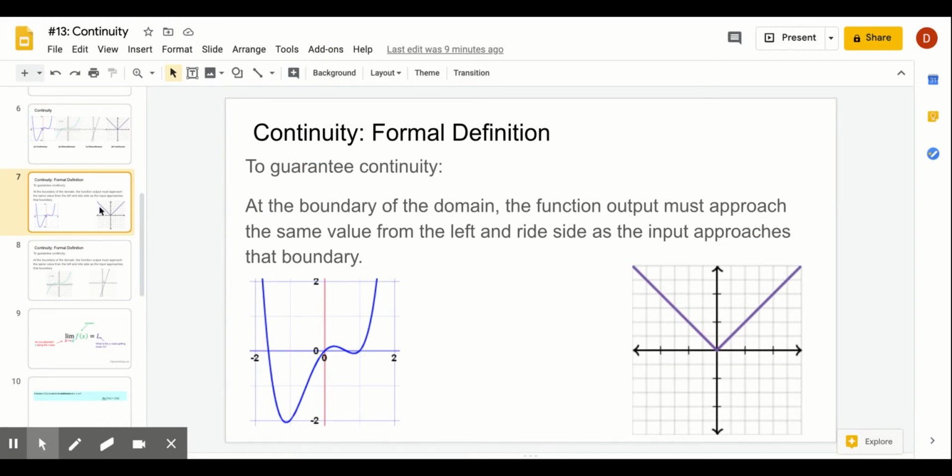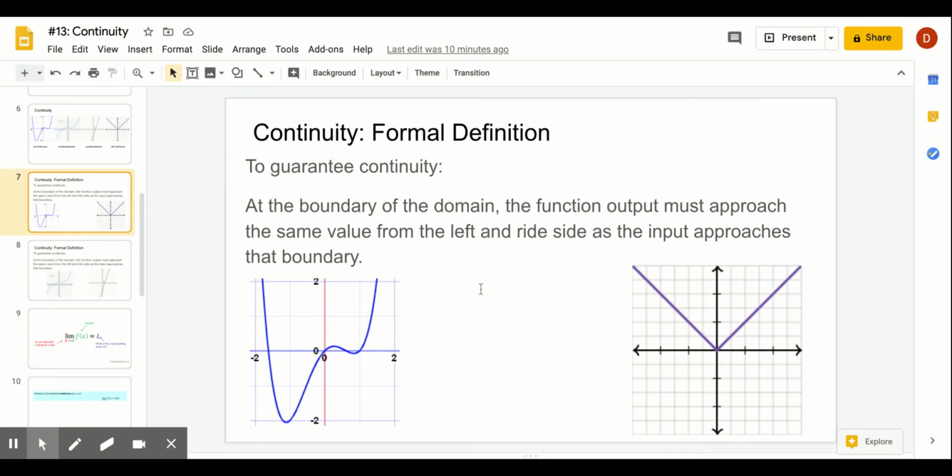The formal definition of continuity is to guarantee it, when you look at the boundary of the domain, the function output must approach the same value from the left and right side as the input approaches that boundary. So anytime you hear left and right side, your brain should start moving towards the idea of limits, which we're going to review today.